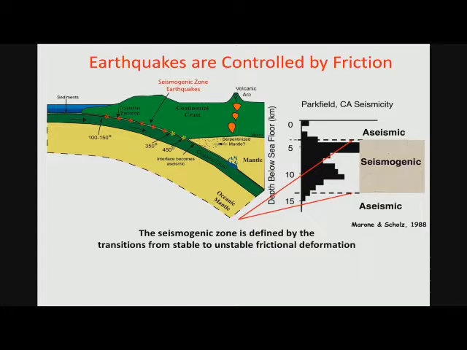So, we see some kind of aseismic behavior, which is believed to be stable sliding. We know the plates are moving, so we're accommodating that motion somehow. Creep and stable sliding transition into some kind of unstable seismogenic zone, and back out.